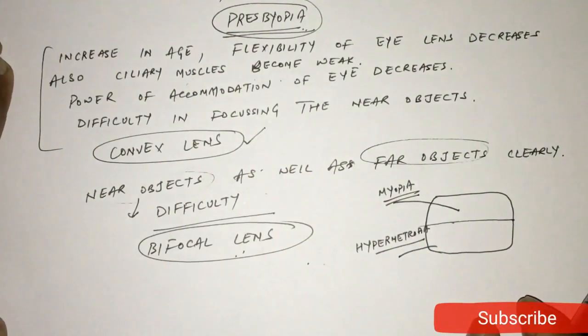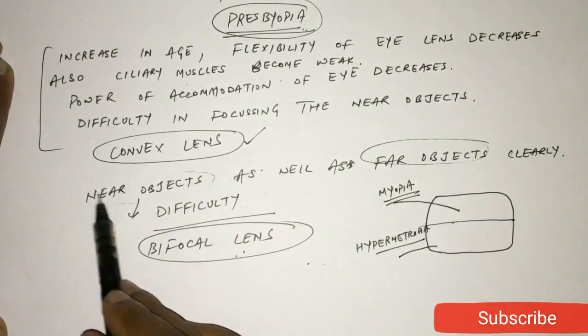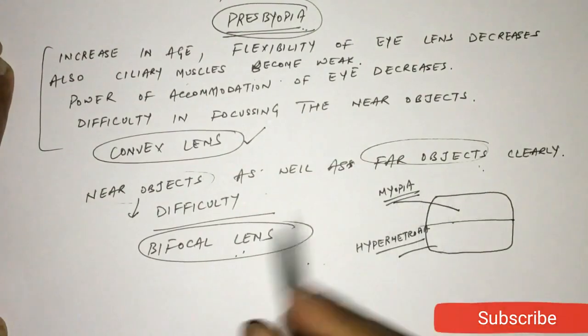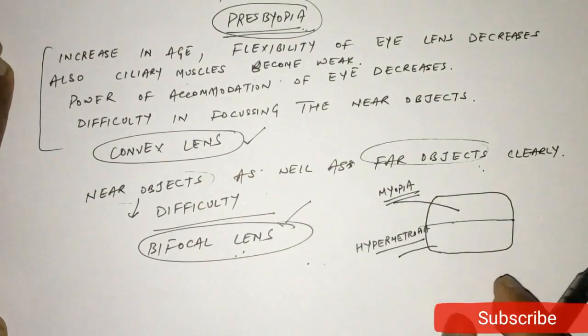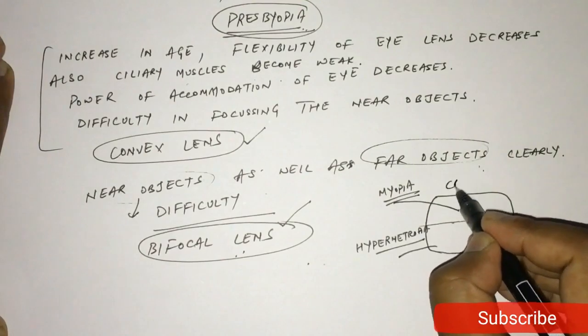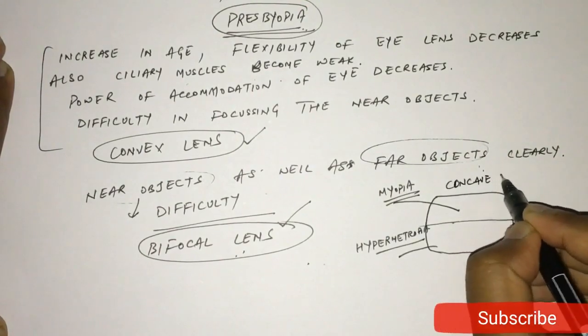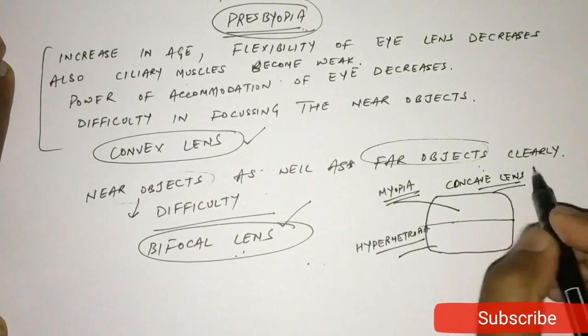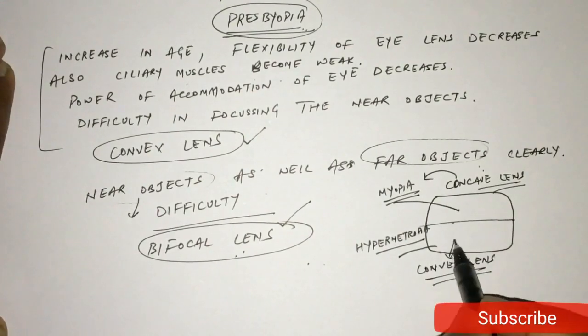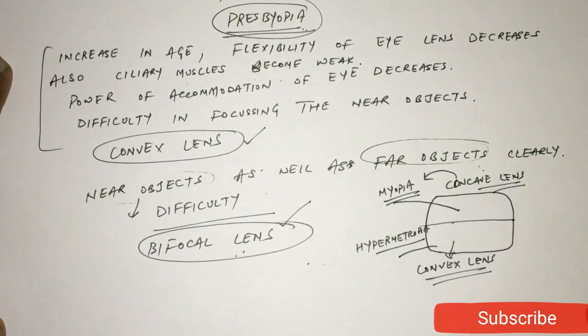But sometimes a person cannot see near objects as well as far objects clearly. In that case, the person will use bifocal lens. Bifocal lens means the upper part of the bifocal lens is a concave lens used to correct myopia, and the lower part is convex lens used to correct hypermetropia. Clear?